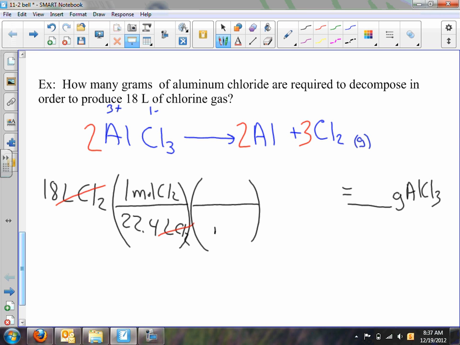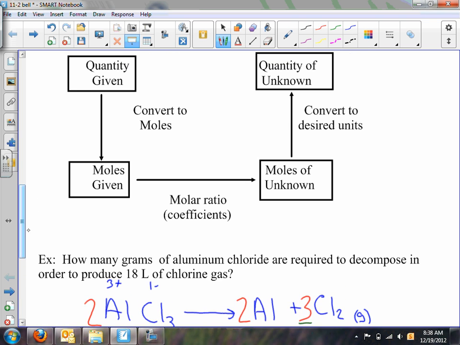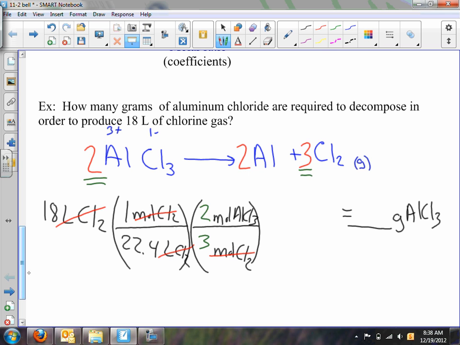So to cancel out, I need moles of chlorine on the bottom, and I'm going to turn that into moles of aluminum chloride. And again, these numbers come from the coefficients. This is in front of aluminum chloride, a 2, and this is in front of chlorine, a 3. So there's 2 moles of aluminum chloride for every 3 moles of chlorine produced. Moles of Cl2 will cancel out. I now have converted it into moles of the unknown. The last step is to convert to the quantity of the unknown. In this case, our quantity is grams.